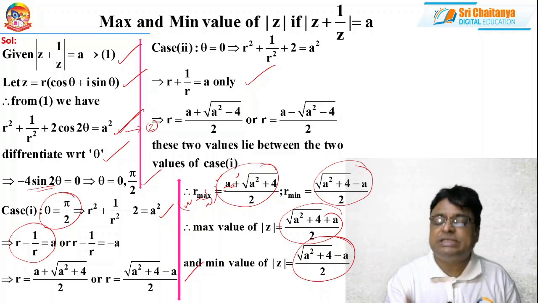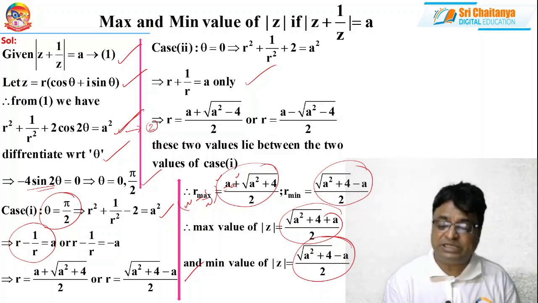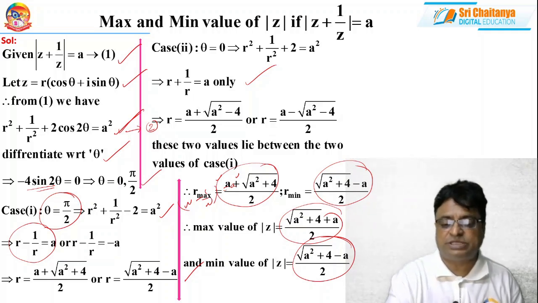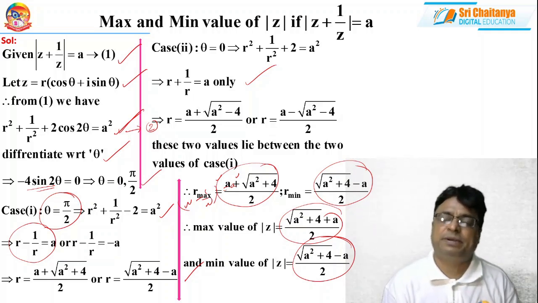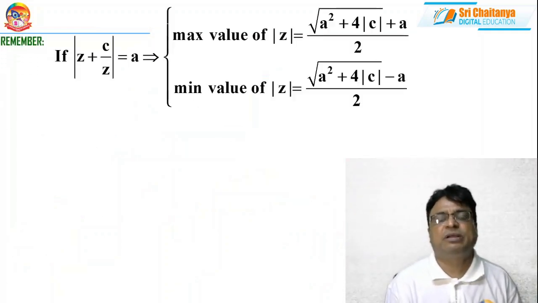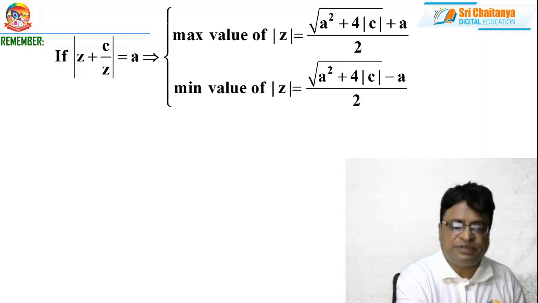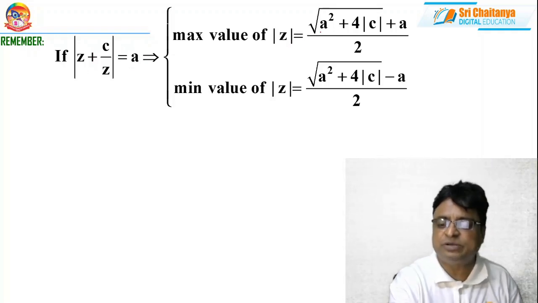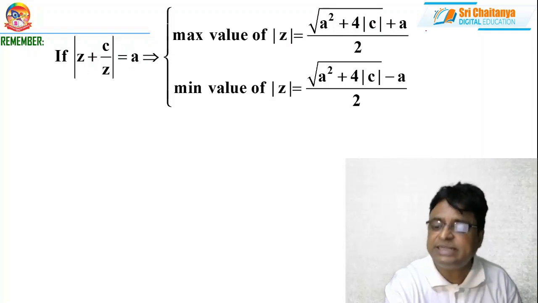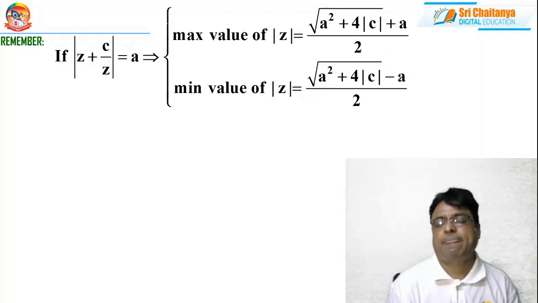So my friends, please learn these by heart as standard results, because if you practice, without writing all these steps, you can write answers directly on paper. Simultaneously, I am also giving a more generalized version for you to practice. If mod of z plus c by z is equal to a, then the maximum value of mod z is (root of a square plus 4 mod c plus a) by 2, and the minimum value is (root of a square plus 4 mod c minus a) by 2.